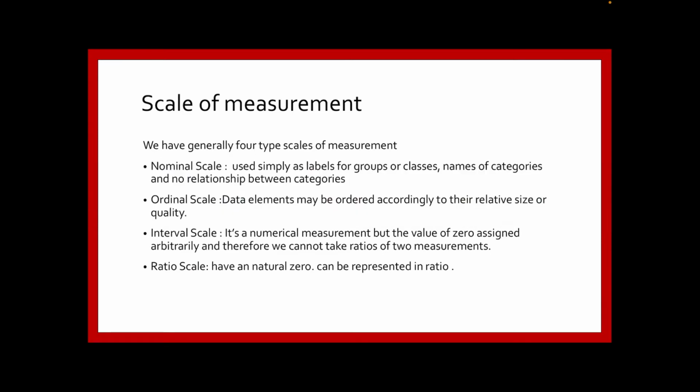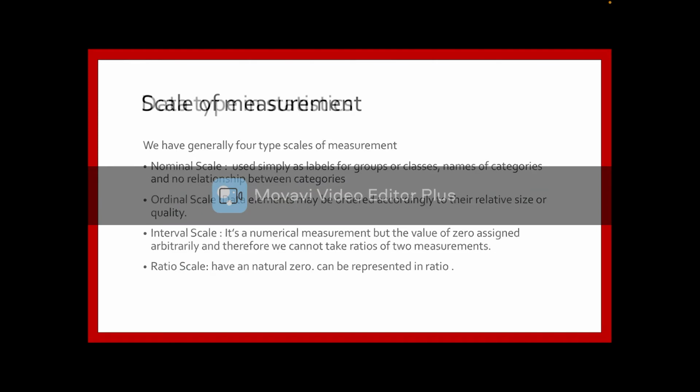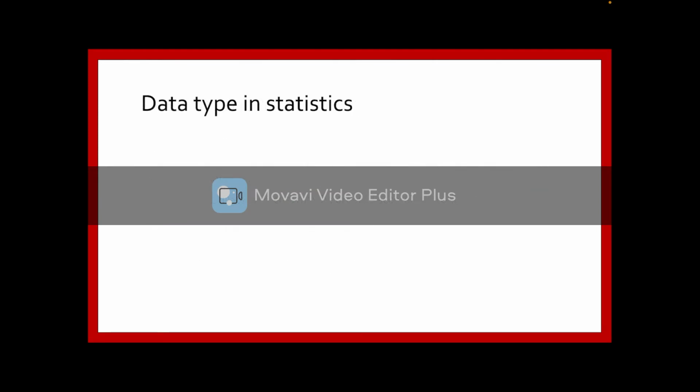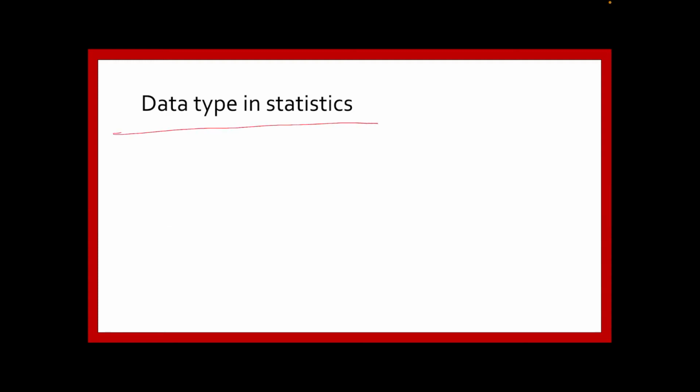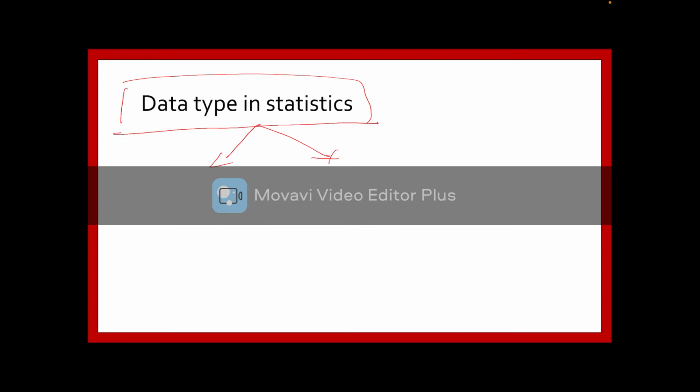There are generally four types of scales of measurement in data: nominal, ordinal, interval, and ratio scale. We will discuss them in detail. For that, we'll discuss data type and statistics. First of all, we can say there are majorly two types of data. I've taken an example earlier also.